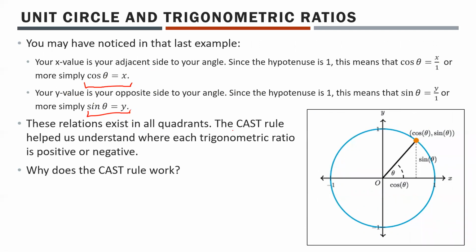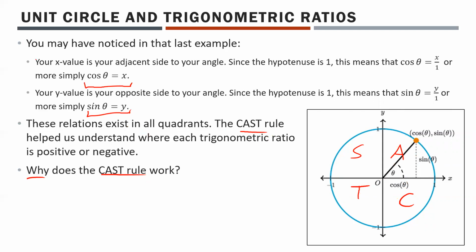So these relations exist in all quadrants. The cast rule, which remember said C-A-S-T, the cast rule told us in which quadrants each of our trig ratios would be positive. Cosine is positive down here. All of them are positive up here. Sine is the only one that's positive here, and tan is the only one that's positive here. But that cast rule helped us understand which trig ratio is positive or negative. Question is, why does that cast rule work?